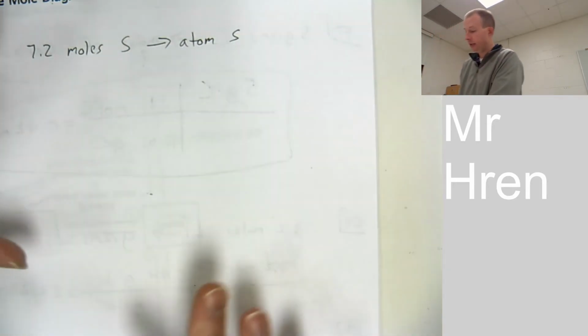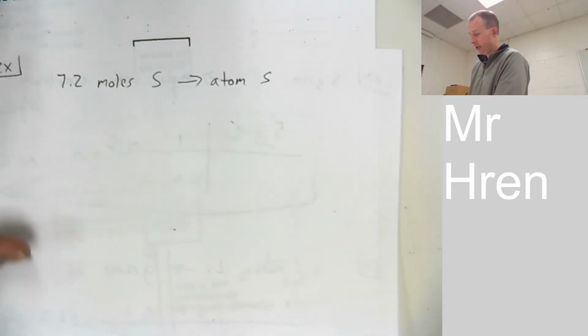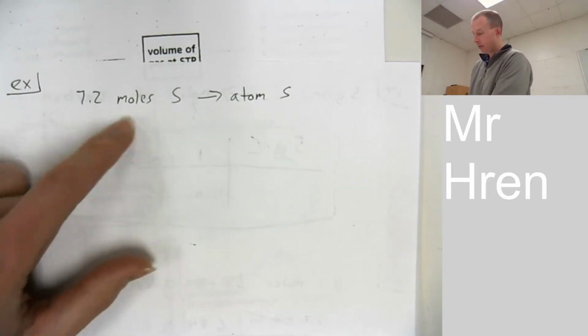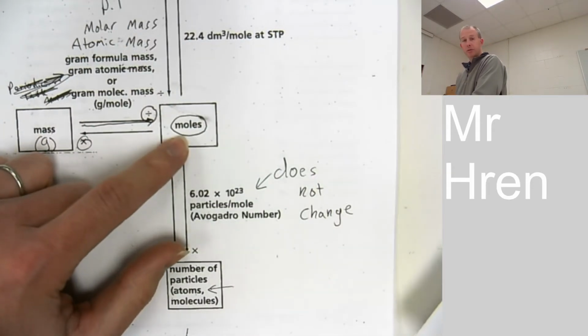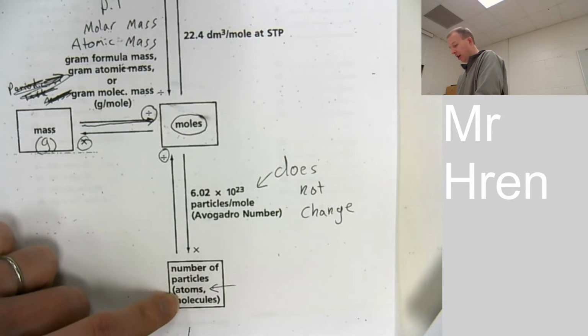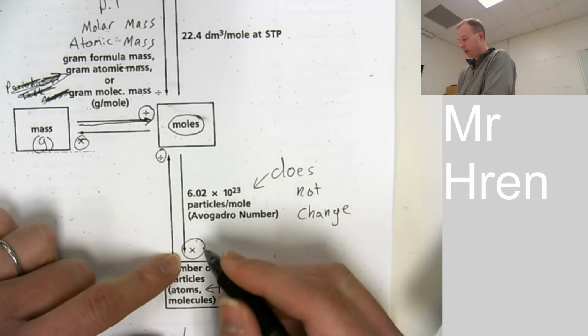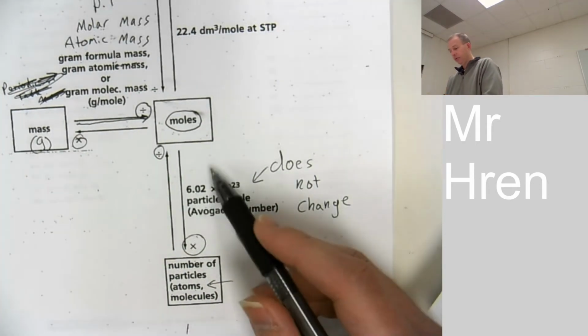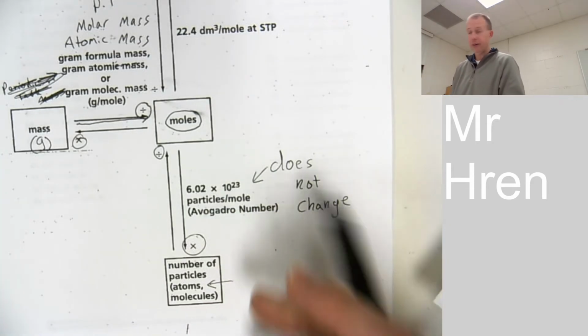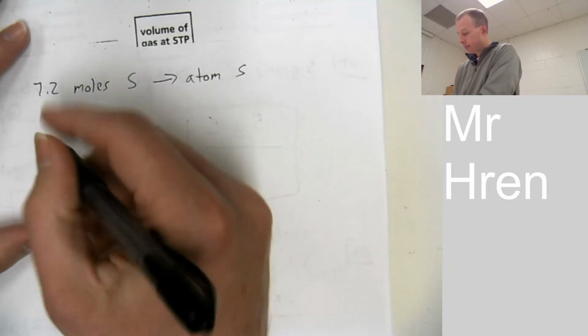Well, this idea is pretty simple. You're just doing the same thing. You're starting with moles, and you're going to convert down to atoms. In this case now, you're going to multiply by Avogadro's number. So you're just going to multiply by 6.02 times 10 to the 23rd.